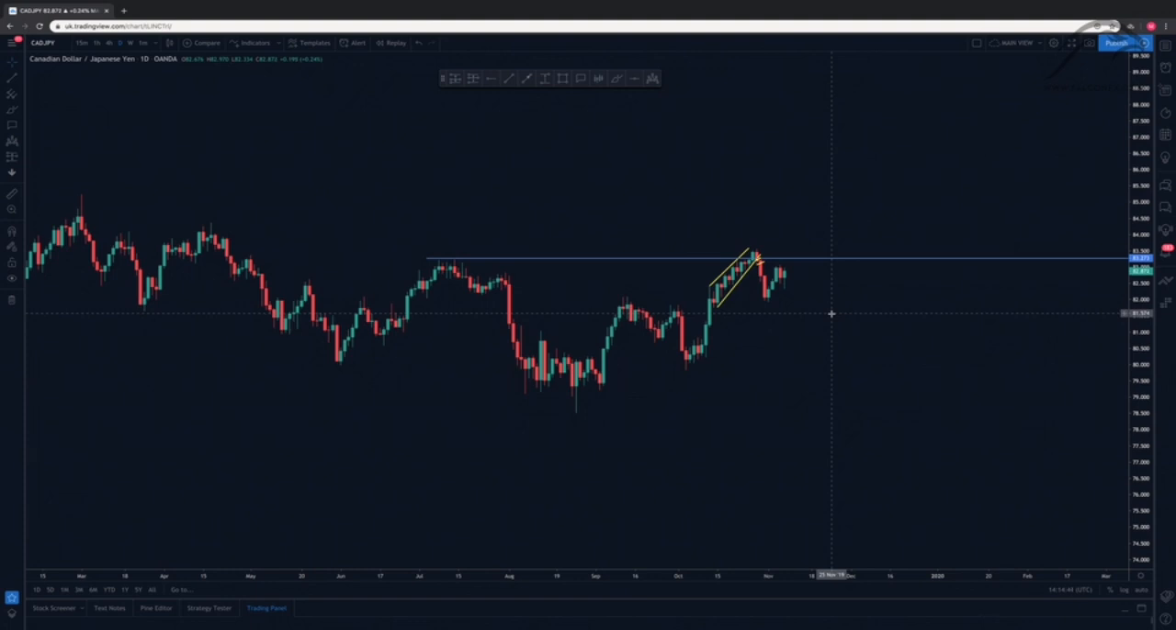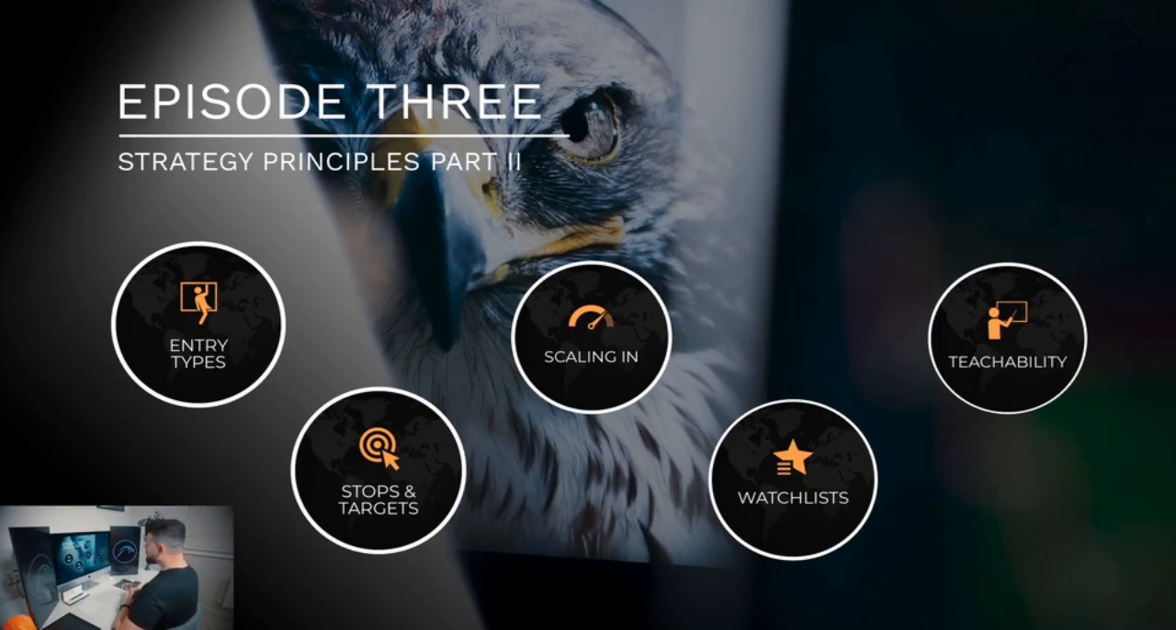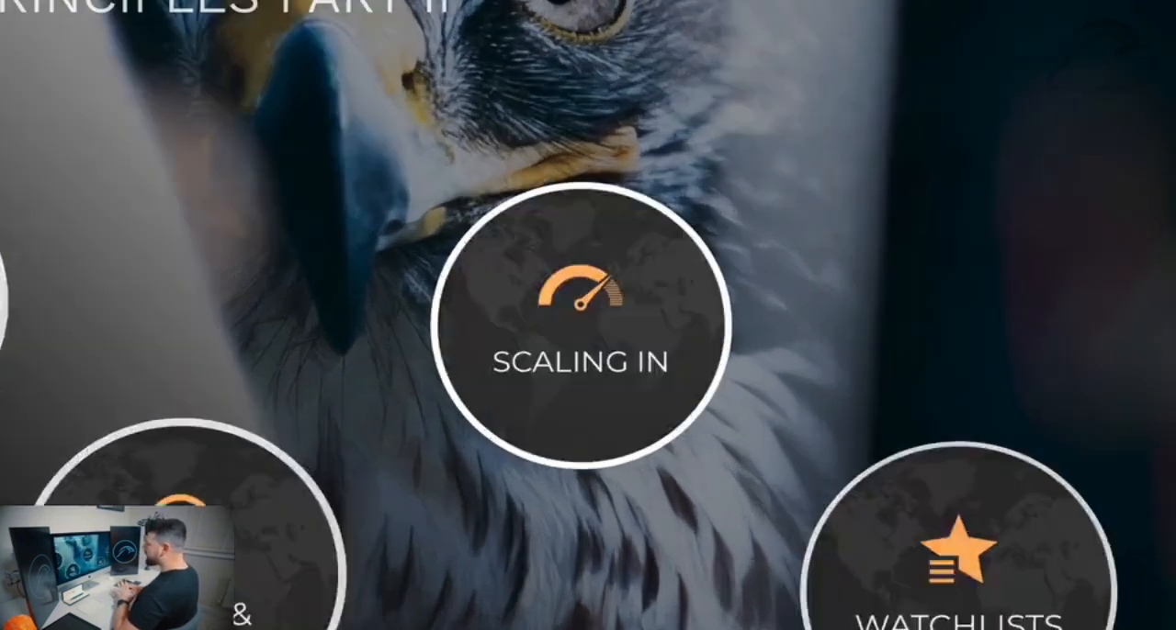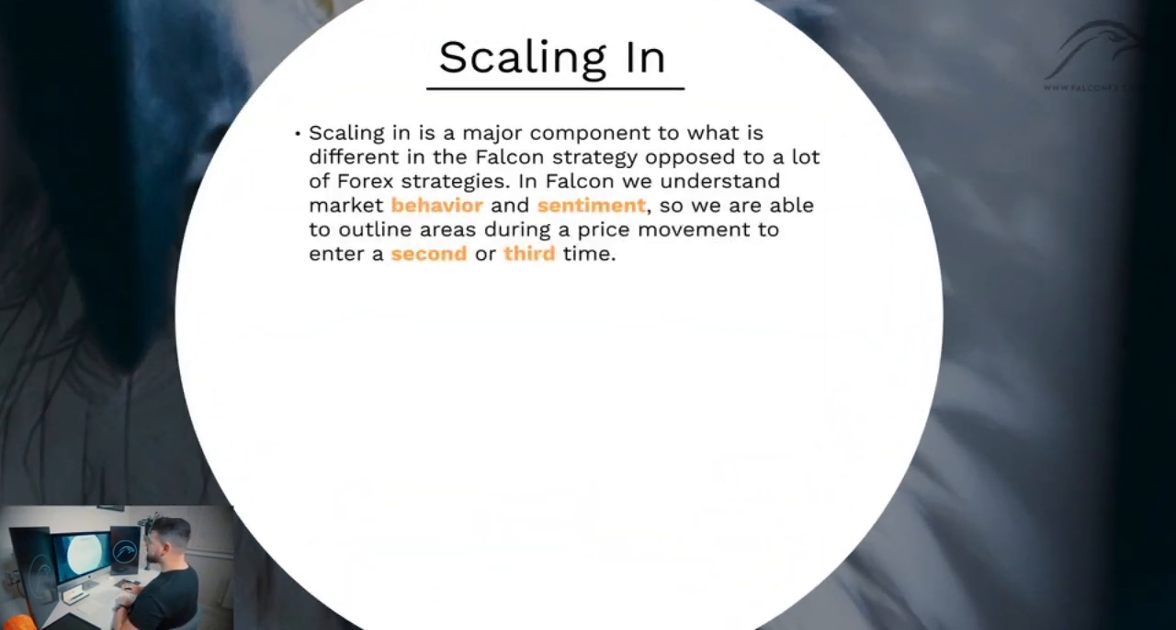Let's move on to the next part, which is scaling in. So as you can see, guys and girls, very, very simple with the stops and targets, and hopefully you understand how you can utilize those, especially targets. It's not very popular, but you can see how you can use them in certain situations. Now let's take a look at scaling in. This is one of the most powerful things that you can learn. So what is scaling in?